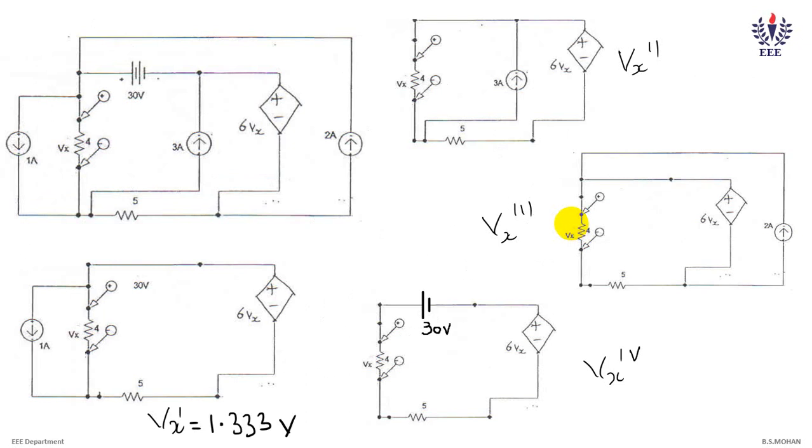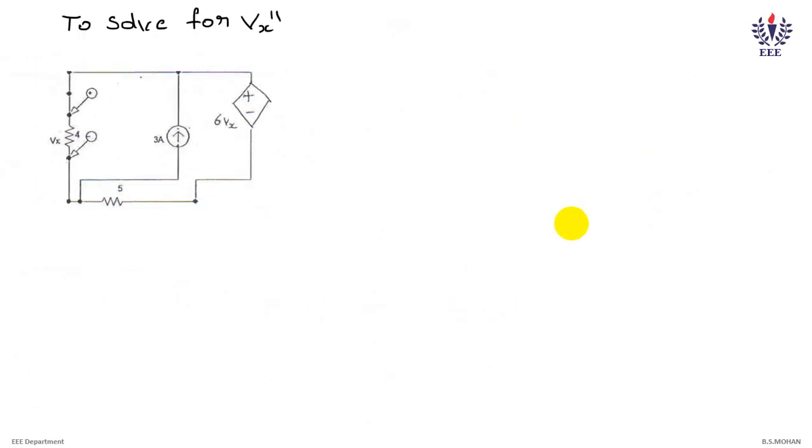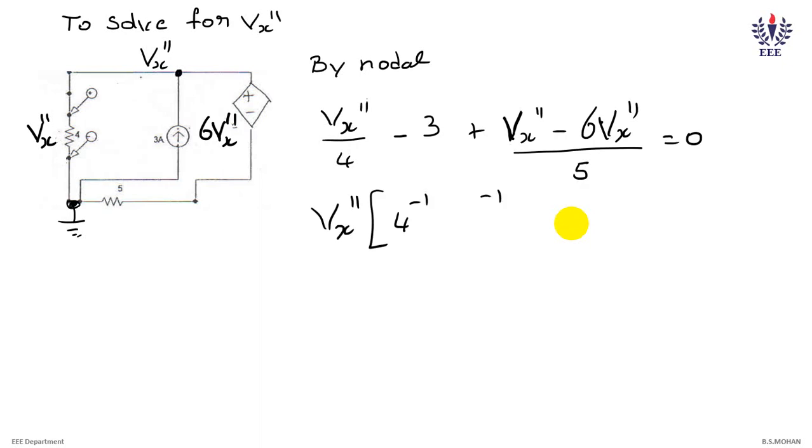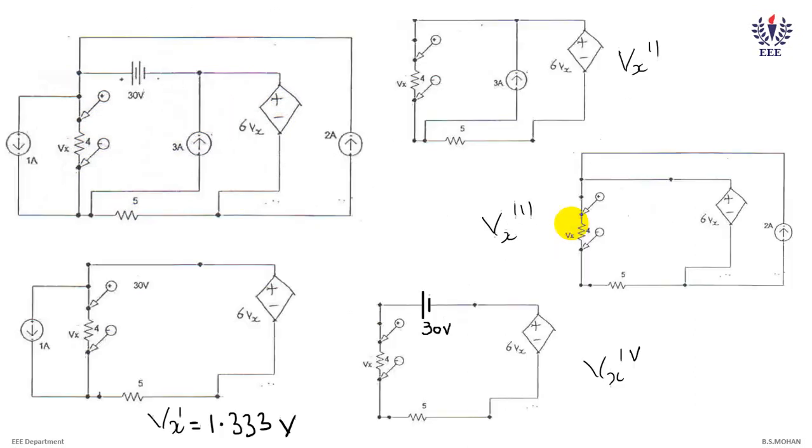Now we have to solve for Vx double dash. Again I rewrite Vx as Vx double dash, and similarly 6Vx as 6Vx double dash. Again I'll apply nodal analysis. We have 2 junctions. Now these are the equations for the node voltage analysis, and as I solve I'll get Vx double dash as minus 4. Next I'll write down that Vx double dash is minus 4.